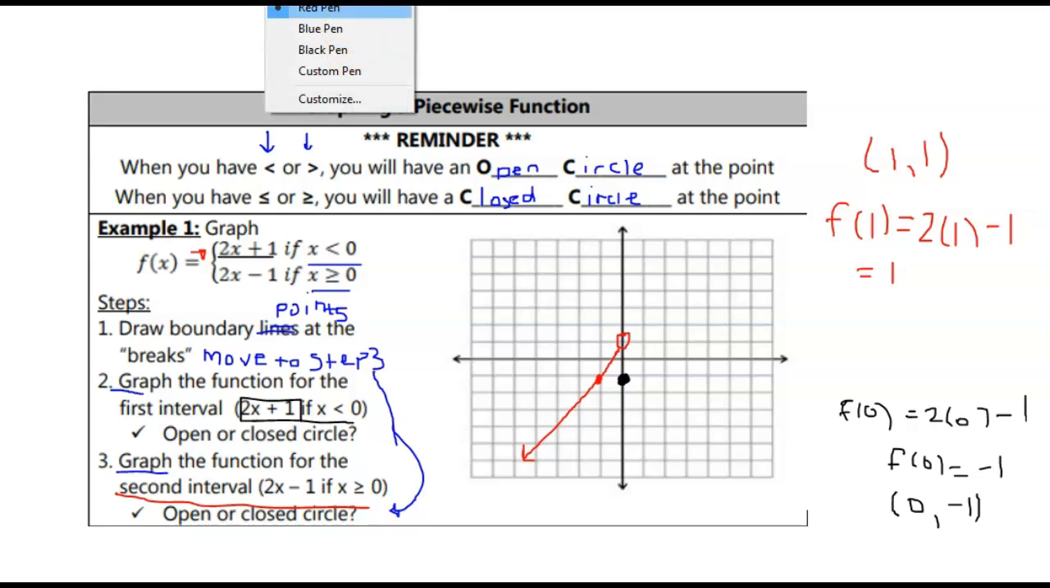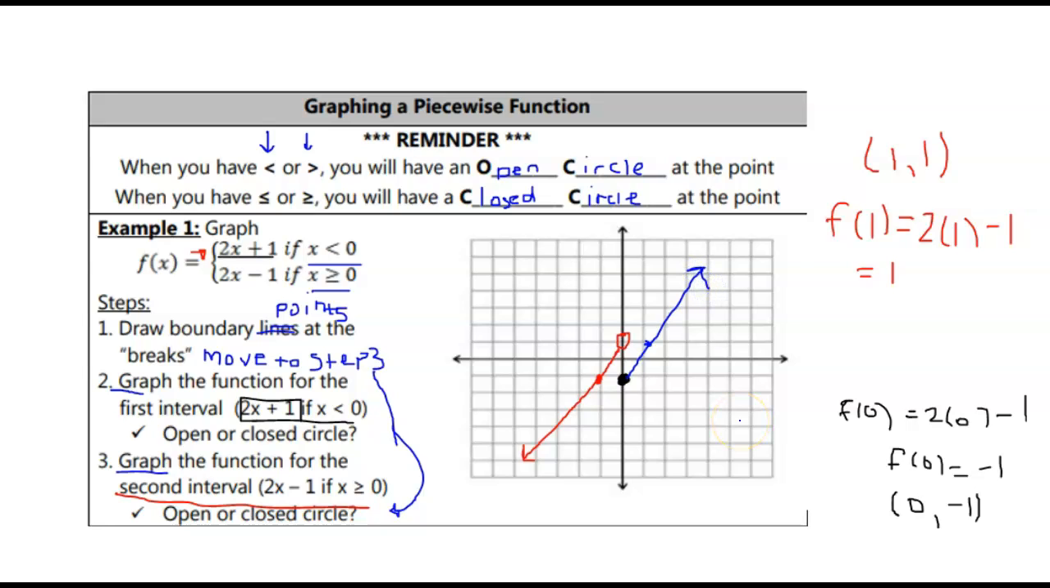In order to graph a line, I need 2 points. So I'm going over to 1 and up 1. And here is the second part of my piecewise function.